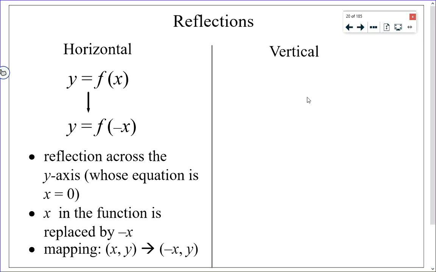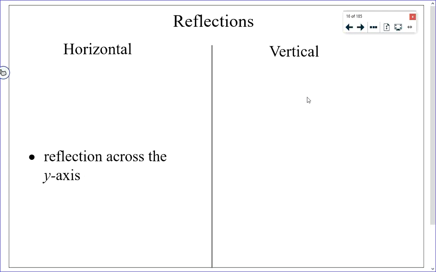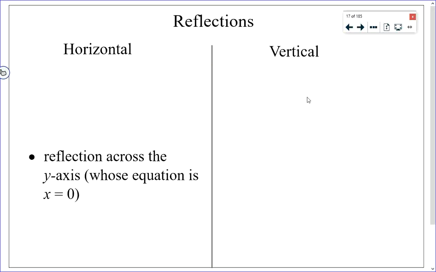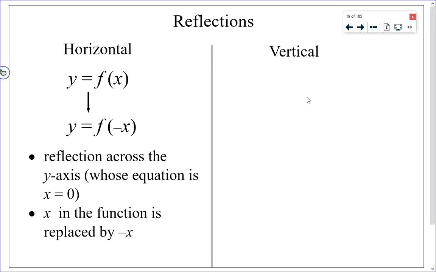This is a little different than the translations, because the translations had mapping that was opposite to the substitution. I just want to go back and show this to you. When we take a look at replacing, say, x with x minus h, what happens for the mapping is x becomes x plus h. So the mapping in translations is opposite to what happens in the substitution, whereas in reflections, the mapping is actually what happens in the substitution.